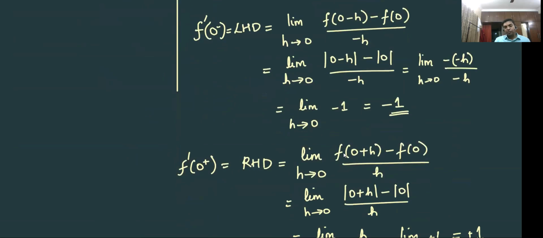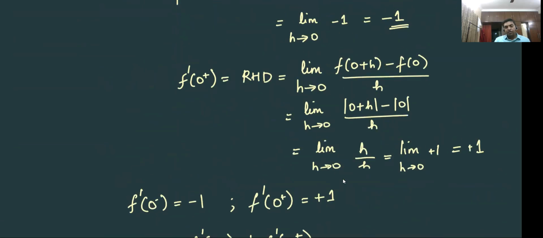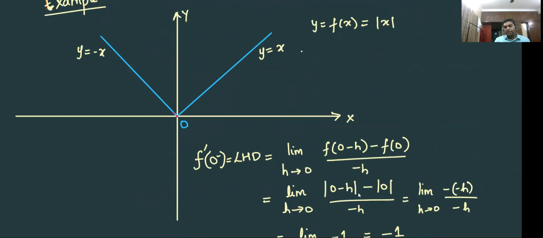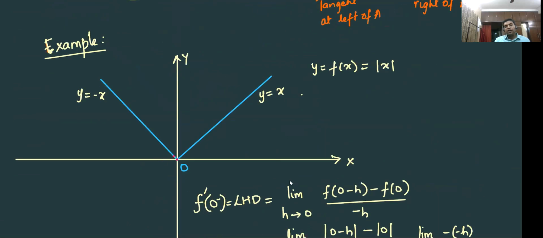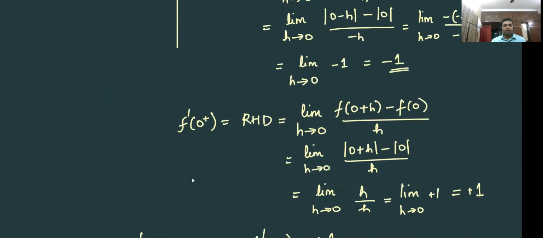So with practice, if you are practiced, you just see this graph and you can straight away tell what is the left hand derivative at 0 and right hand derivative at 0. Left hand derivative at 0 is minus 1, right hand derivative at 0 is plus 1. If you understand clearly what a derivative is, then you will be able to do this. Okay, so this is what differentiability is. That's all.